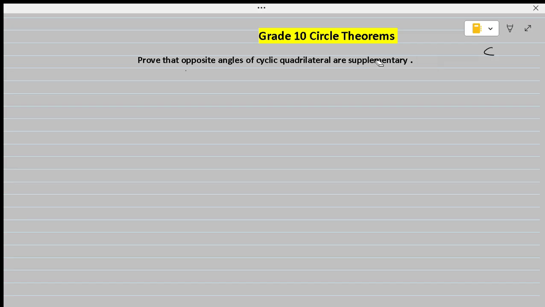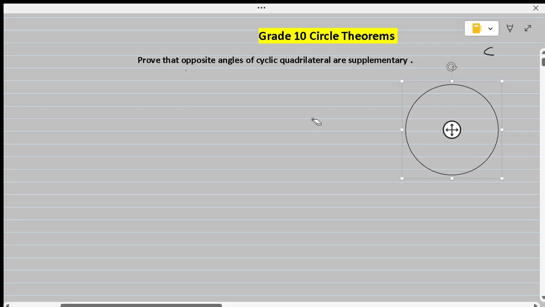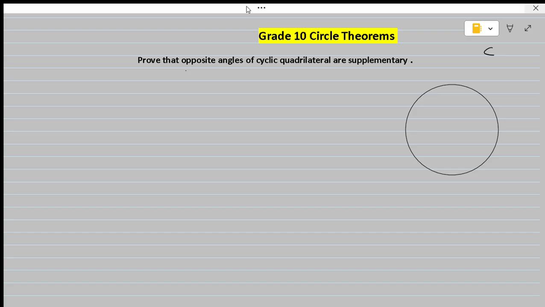Before understanding this, you have to understand the cyclic quadrilateral. So let's understand that first. One circle I have made, and a cyclic quadrilateral is one formed by joining any 4 points of the circumference. So I'm keeping A, B, and then C and D. These are any 4 points taken from the circumference of the circle. If I join these 4 points to form a quadrilateral, that quadrilateral is called a cyclic quadrilateral.